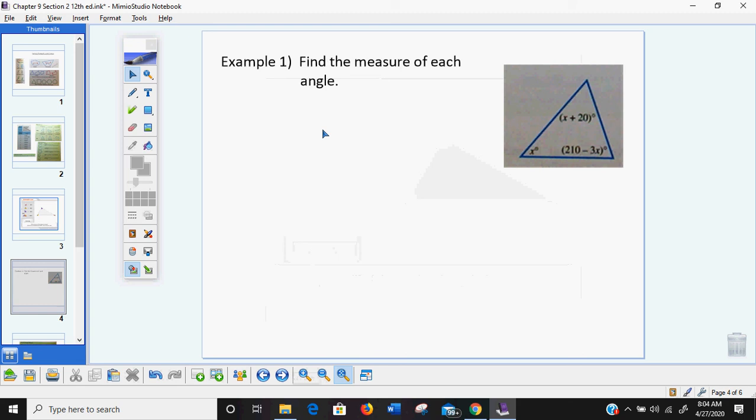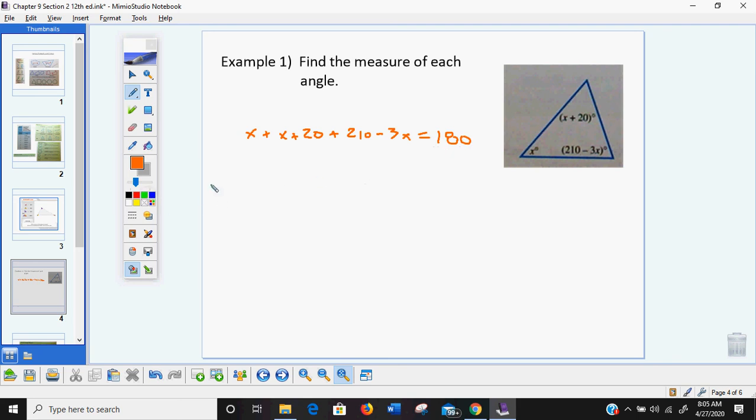Let's look at this example. It says find the measure of each angle. We're talking about interior angles of a triangle, so we know they add to 180. So we're going to have x plus this angle, which is x plus 20, plus this last angle, 210 minus 3x. And we know that this equals 180 degrees.